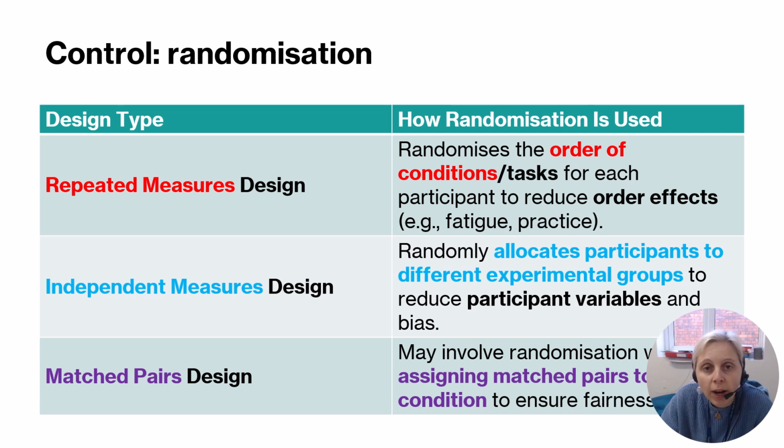So the term randomization is a broader umbrella to talk about how we can equally have the same chance of either presenting things in a different order or allocating participants to different conditions. So randomization can be used in all three types of design, and you can use it through allocation to conditions in independent measures and matched pairs, and the order of the conditions for repeated measures.